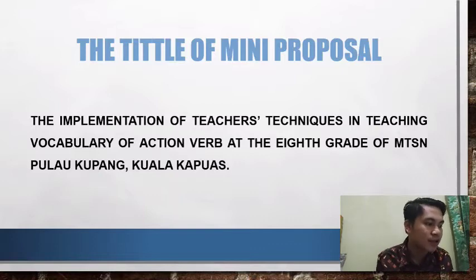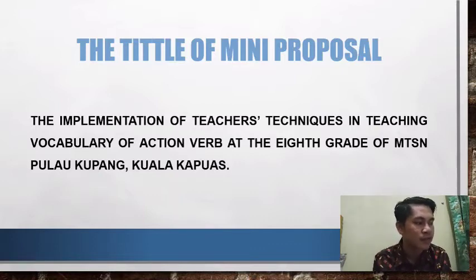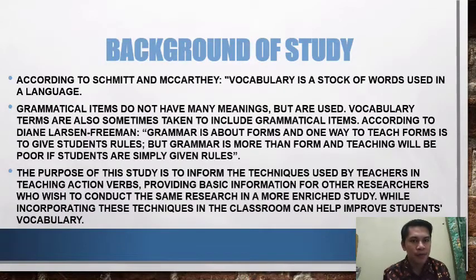Another reason is the writer found teachers using techniques in teaching action verb to their students. Okay, now for the background of study, the first point is according to Smith and McAday, vocabulary is a stock of words used in a language. So the more students have a stock of words used in a language, the better they will perform. Vocabulary mastery is the ability to acquire or accept many words and know how to use the vocabulary in the context. So in learning English, vocabulary is a very important aspect in learning language.